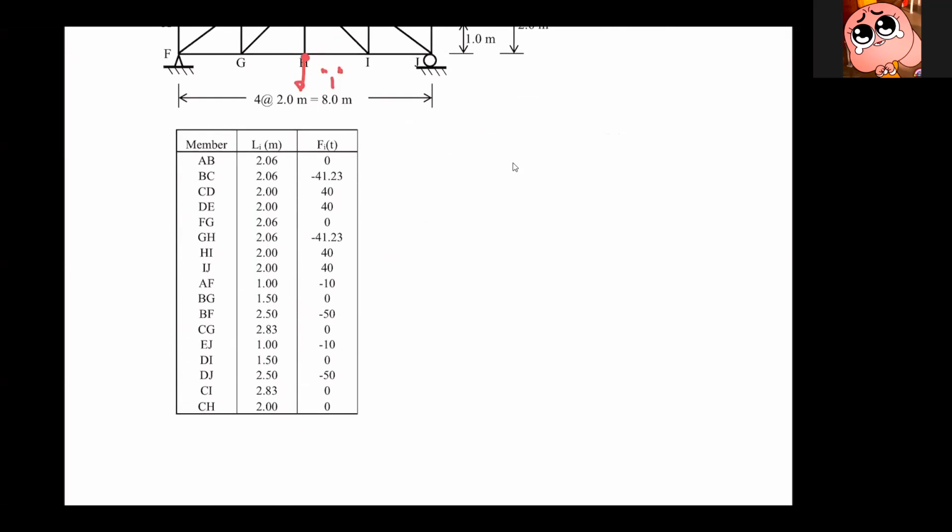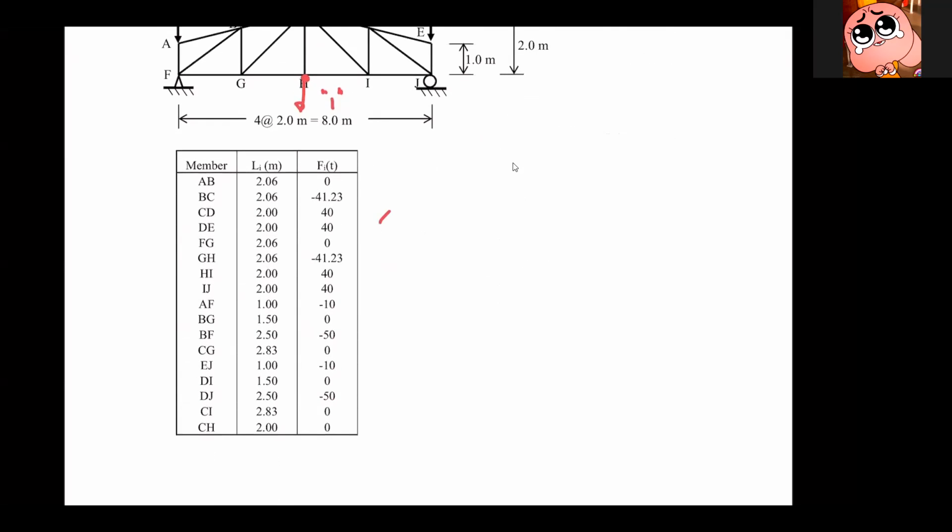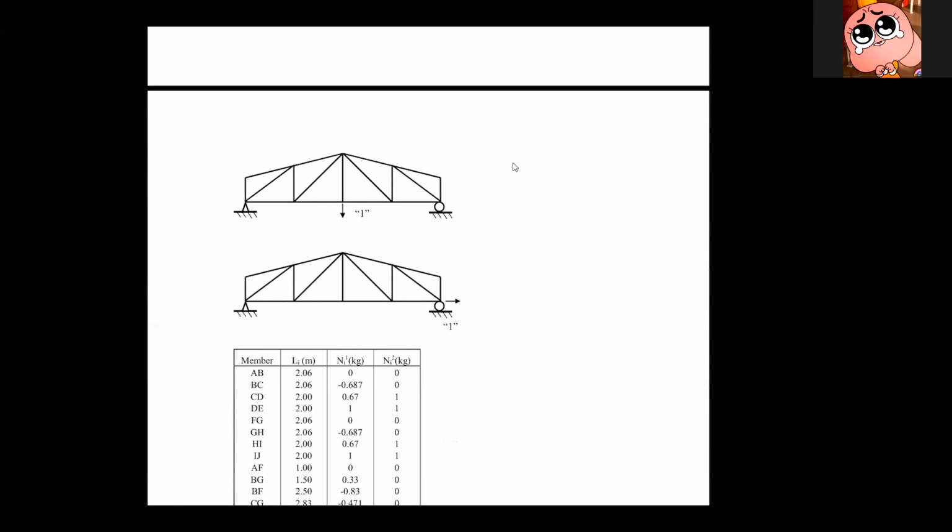Now I have given the response due to the actual load, and I apply the unit load, and I also calculated the response due to the unit load. So you can try to go ahead and do something about it. Okay, we'll do this next week so that you have time for the new knowledge to sink in.